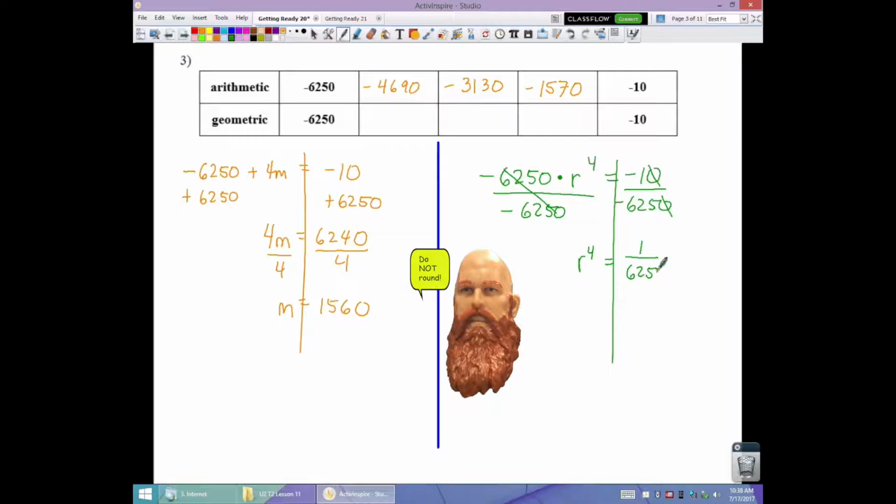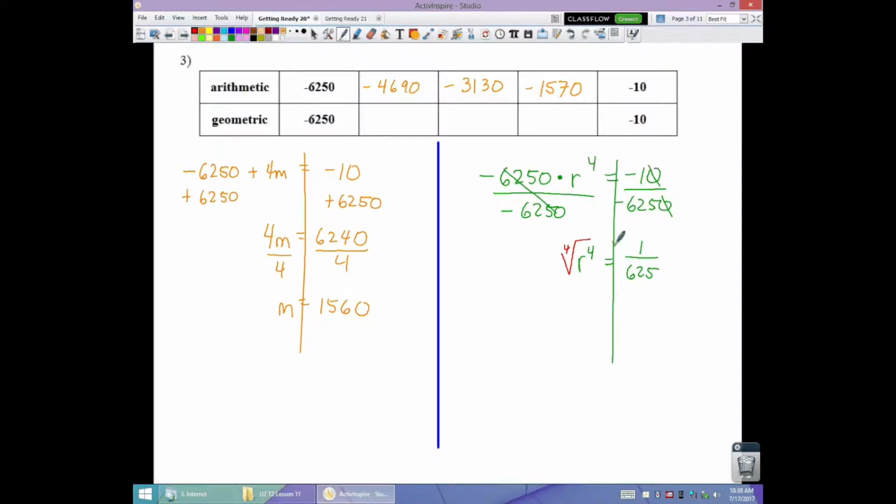Do not round into a decimal there. I think the decimal is 0.0016, which would be okay to use, but you do not want to round that to, say, 0.002. That would change the value. Now we take the 4th root of both sides. R is equal to, it's an even exponent, we do get 2 answers, and it's positive and negative 1/5. So our multiplier can be 1/5 or negative 1/5.